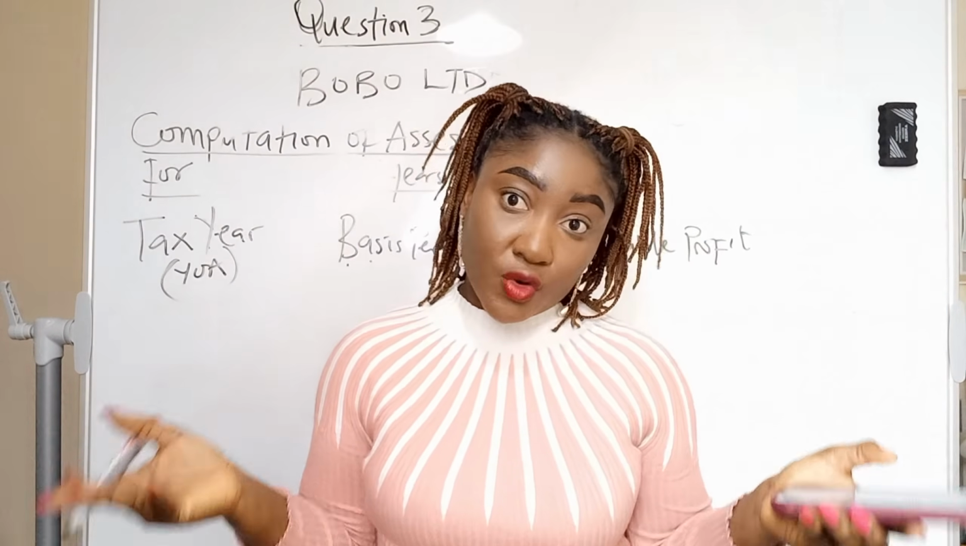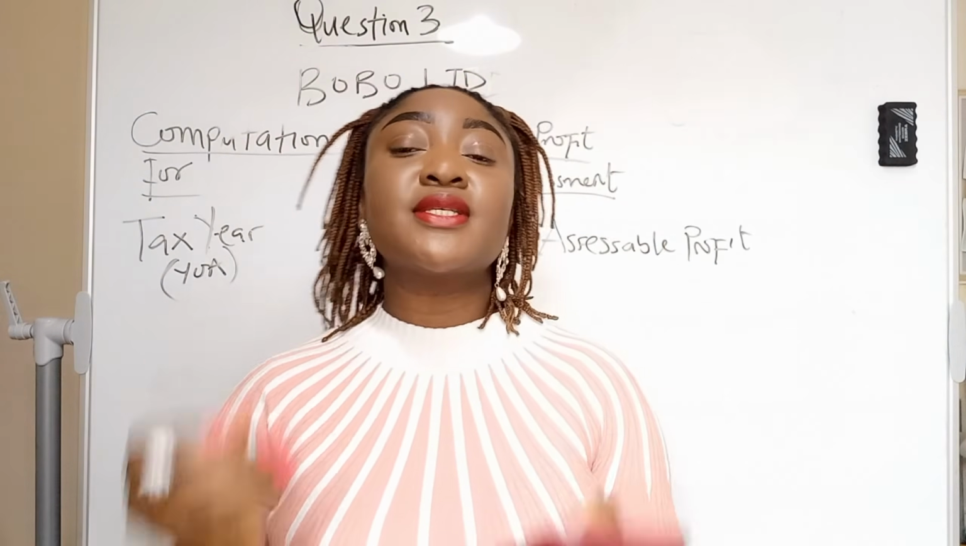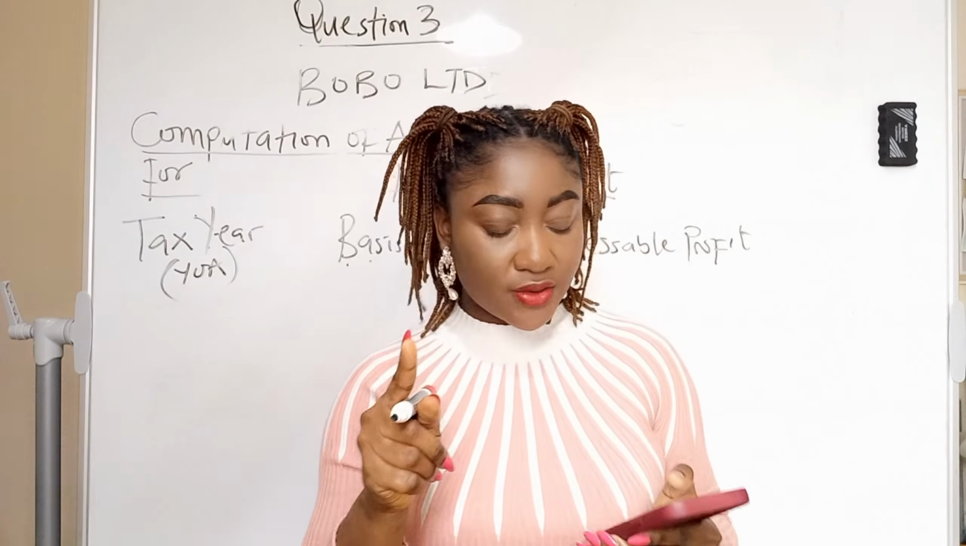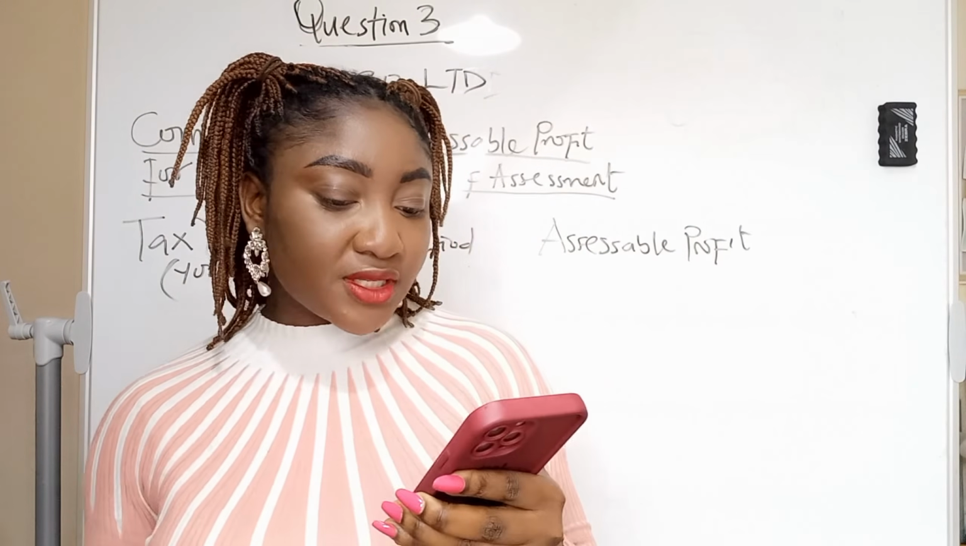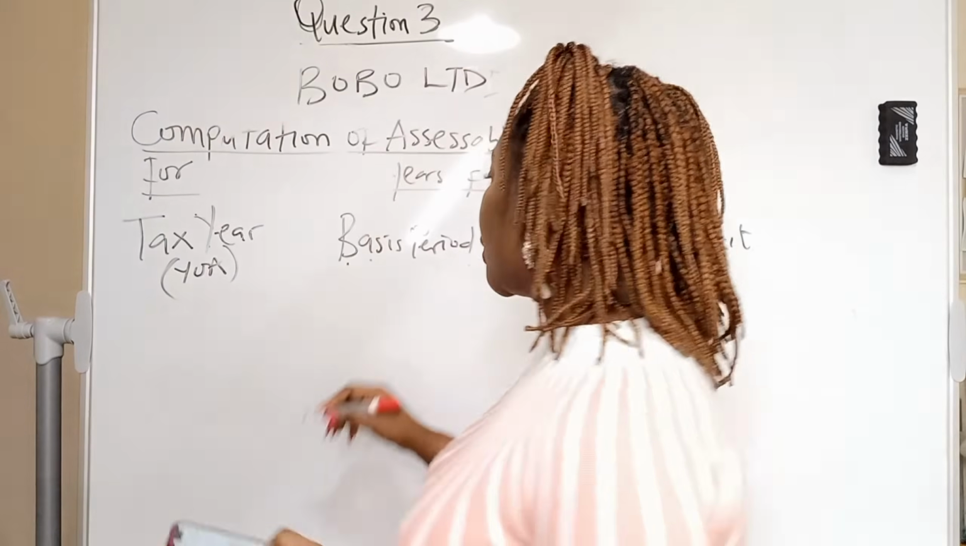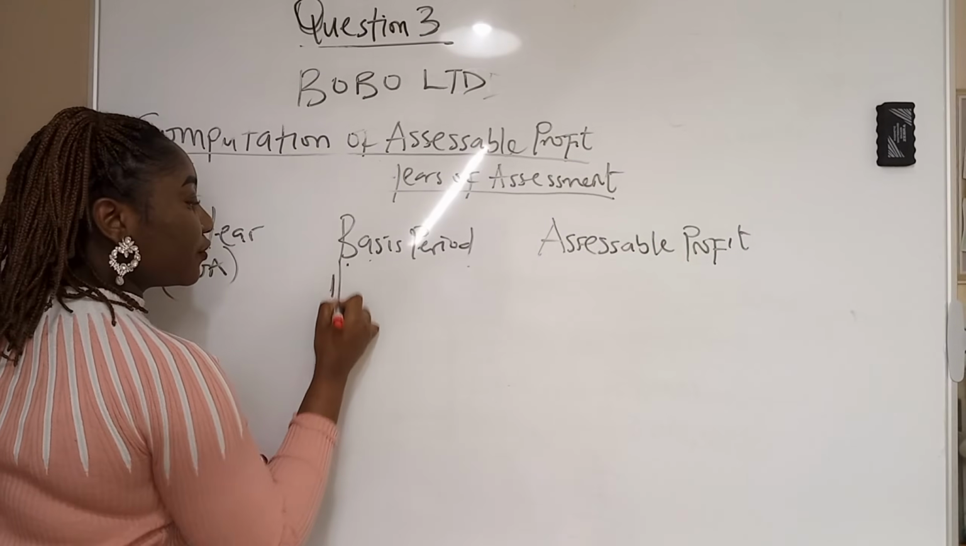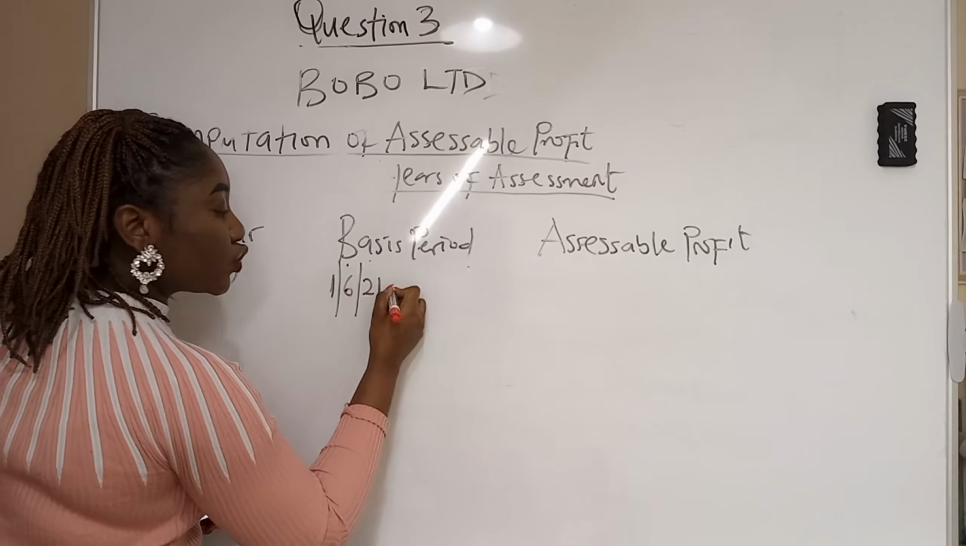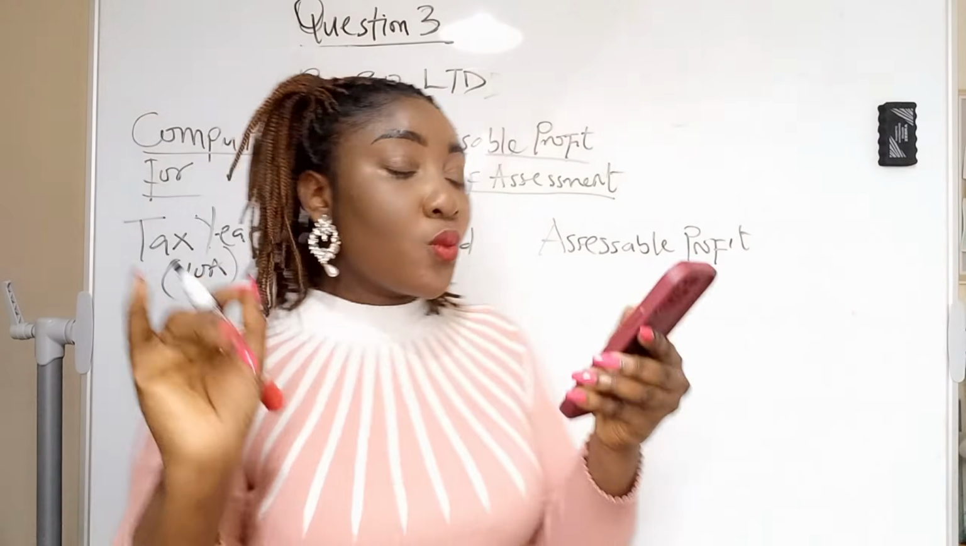First thing to ask yourself, what is the date of commencement? Because this is a commencement question, and the commencement rule is date of commencement to first accounting year end. So date of commencement is what? 1st of June 2021. So you put it there, 1st of June 2021 to first accounting year. Ask yourself, what is the first accounting year?